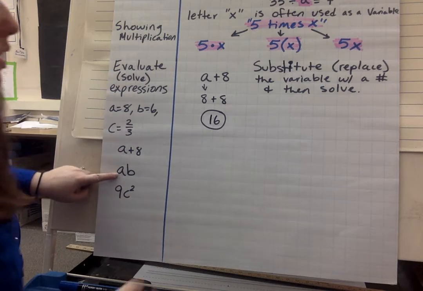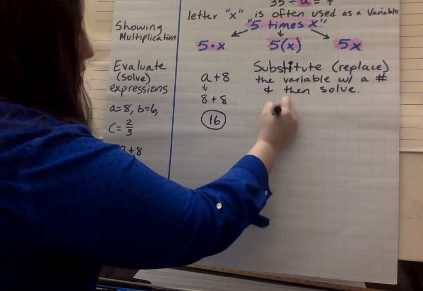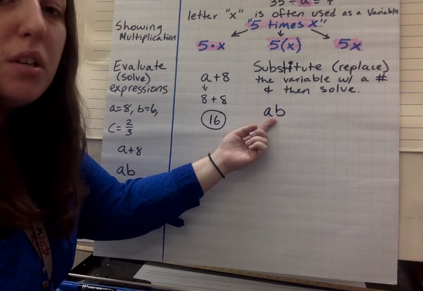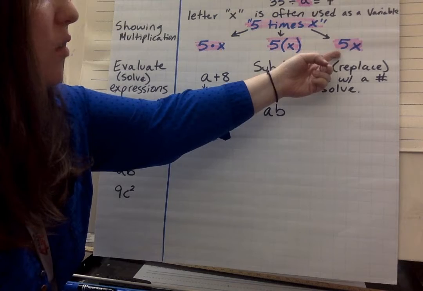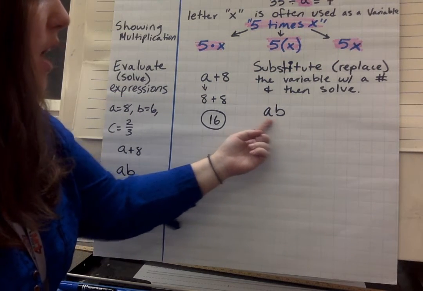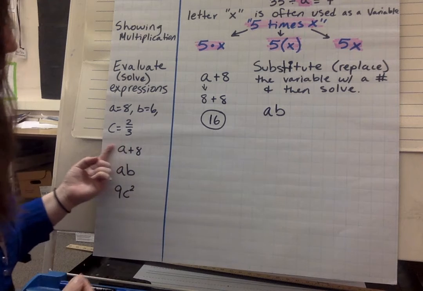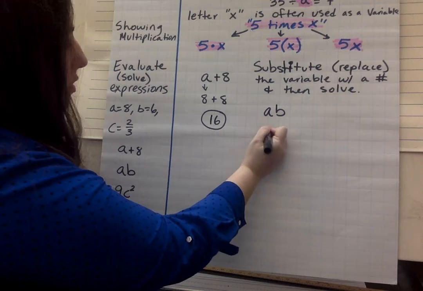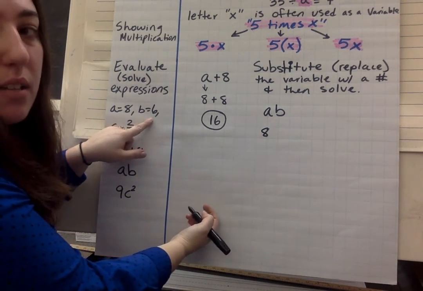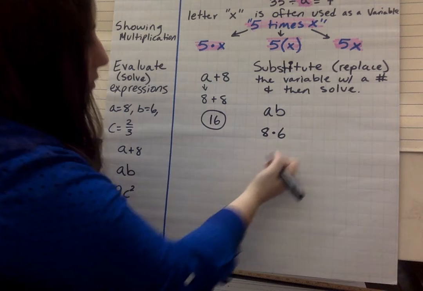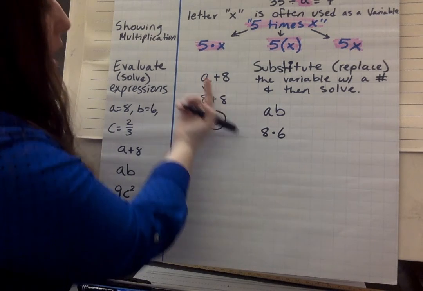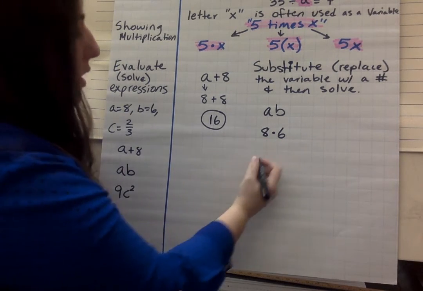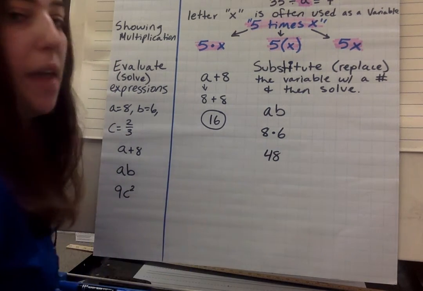I'm going to try the next one. A times b. Remember, when the letters are close together and there's no operation in between, it means multiply, just like over here. So a times b. I'm going to replace these with the numbers that they represent. So a represents 8 and b represents 6. I'm multiplying. Remember, this dot means multiply. 5 times x, 8 times 6. So 8 times 6 is 48.